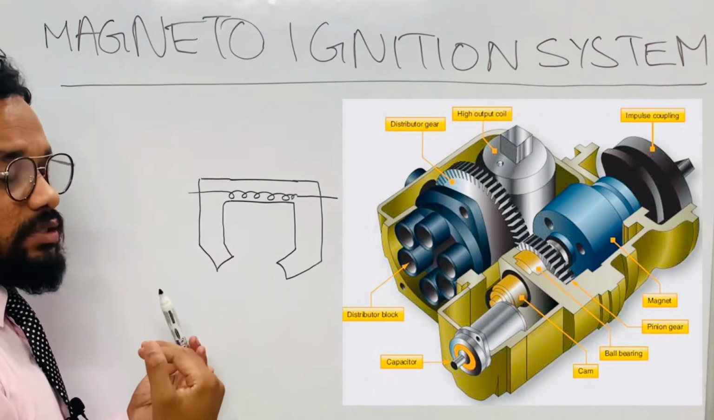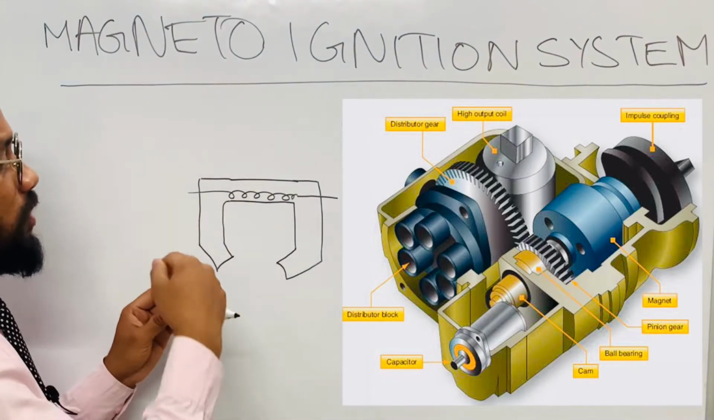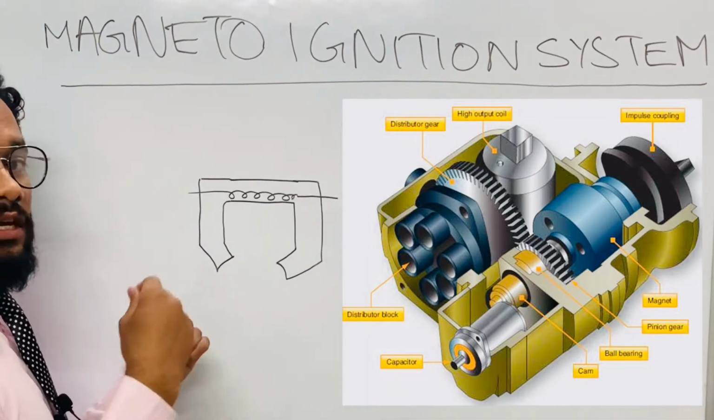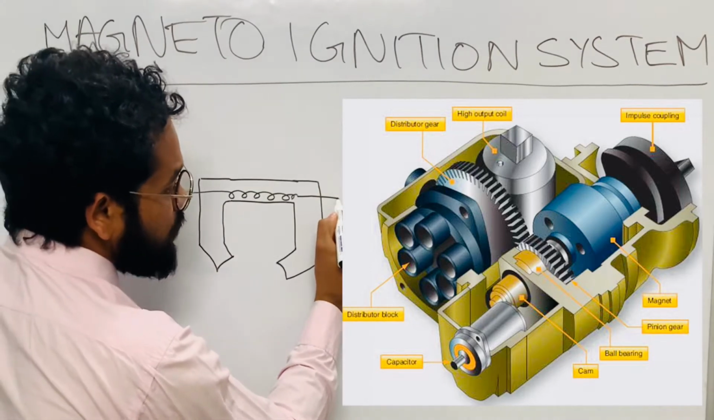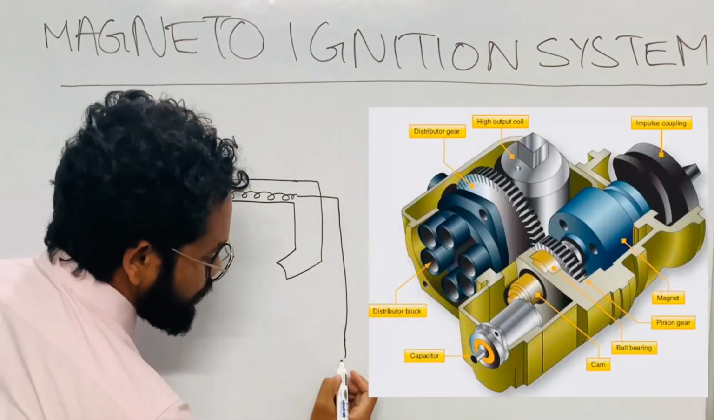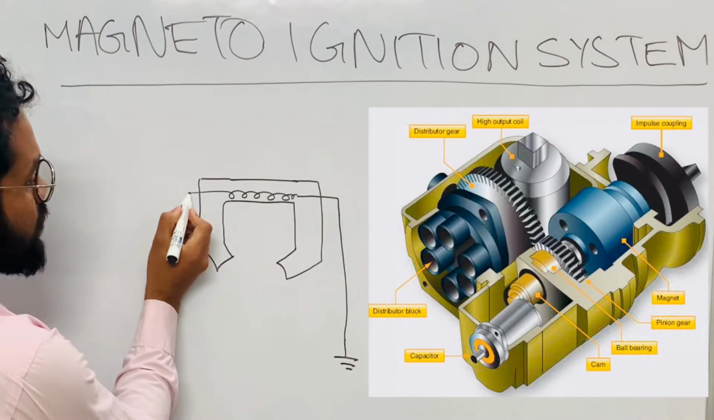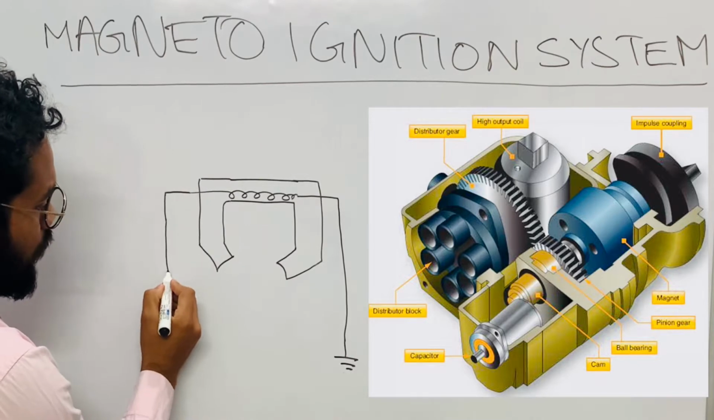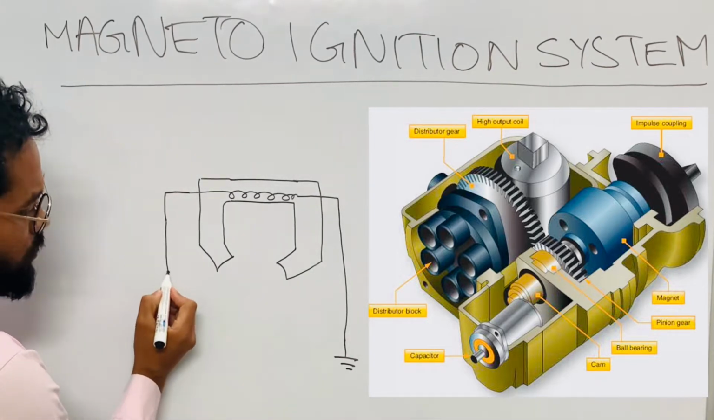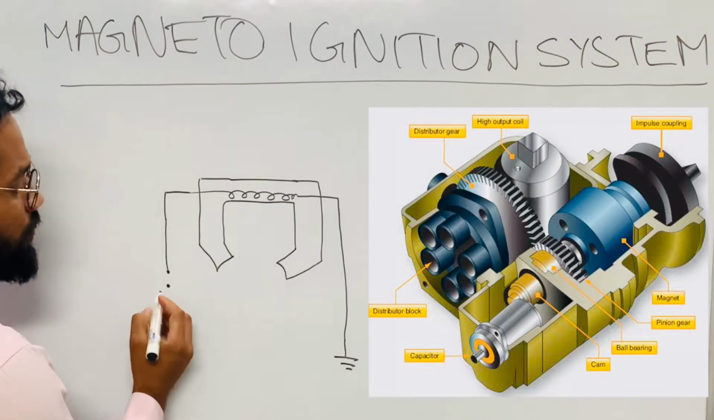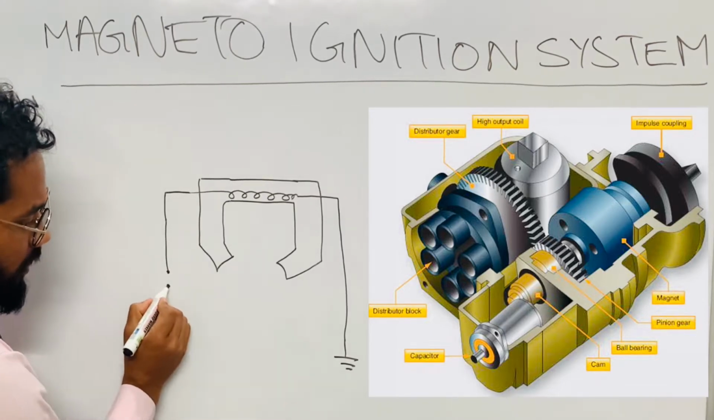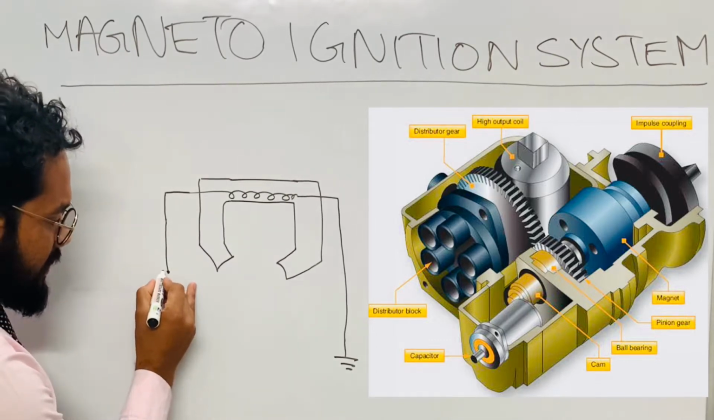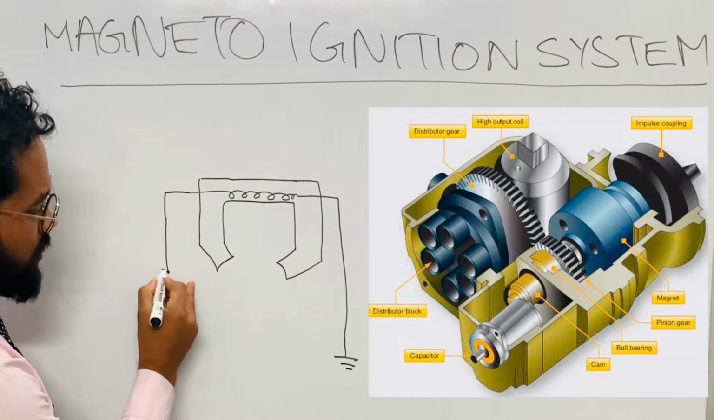For understanding, let's assume that the number of turns of this primary winding is around 200, and the primary windings are thick in nature. One end of this primary winding is grounded, and the other end, which I am extending, is connected to a contact breaker. Suppose these are the two contact points of the contact breaker, and this contact is connected to the ground. This is the contact, which is conductive, of course.